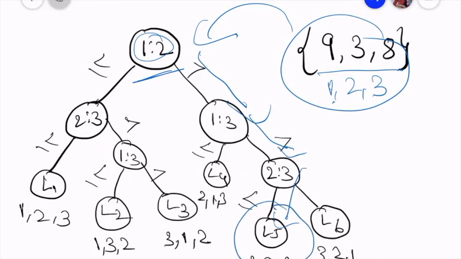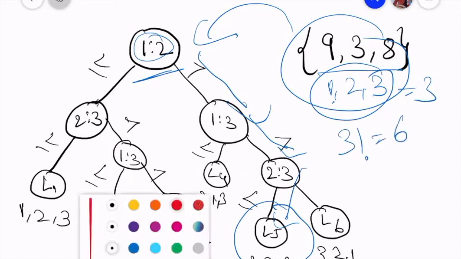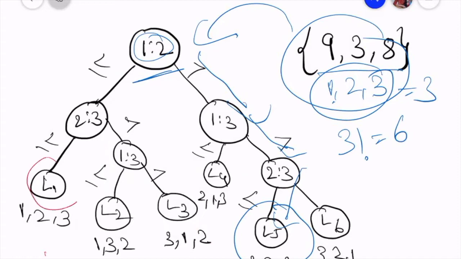If you see this tree, we come to know that if our number of integers is 3, the possible leaf nodes will be 3 factorial, which is nothing but 6. If you see the diagram, we have 6 leaf nodes.